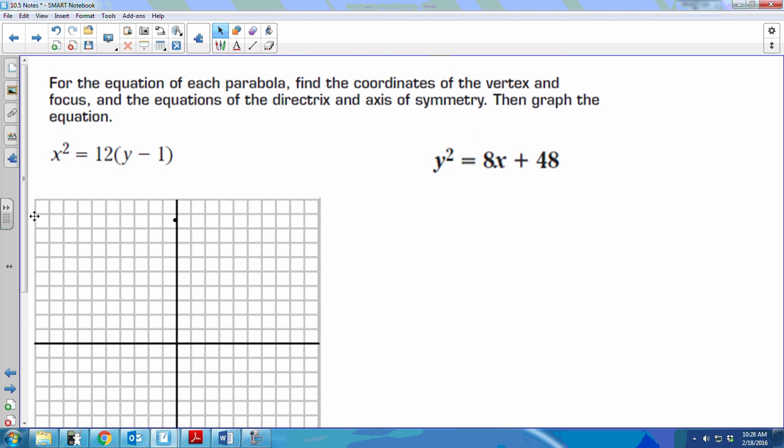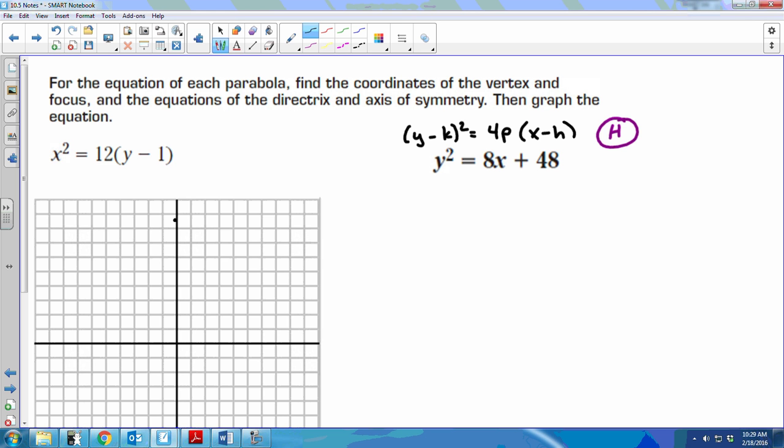All right, on the second example, I need to do a little more work in order to get it in the standard form, but it's not a big deal. Again, you should be able to tell me if it's horizontal or vertical right now. The left-hand side is fine, y squared, that's fine, y minus 0 squared, whatever. I need to work on the right-hand side of the equation so that it matches the format it needs to be in. It's supposed to be in the format of y minus k squared equals 4 times p times x minus h.